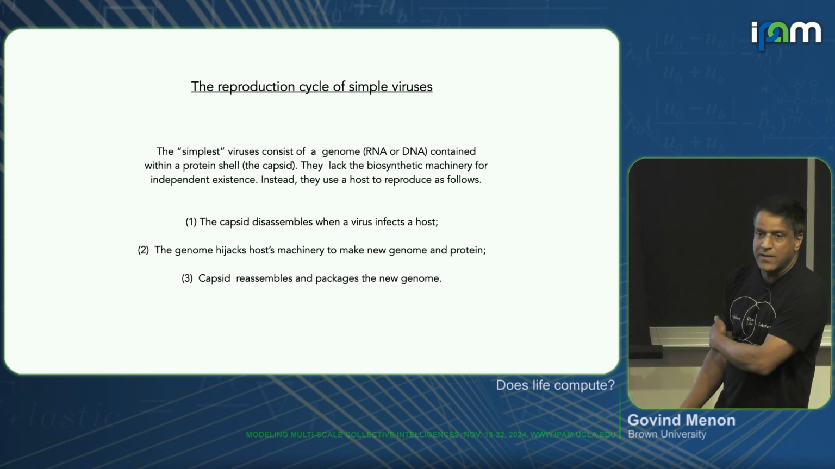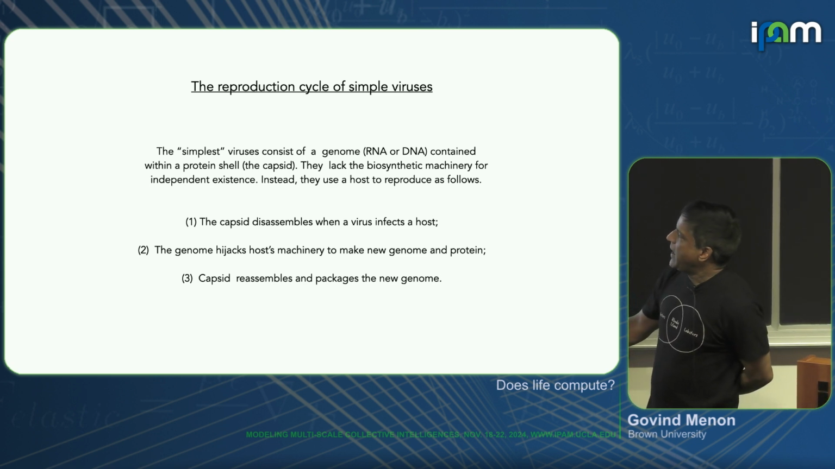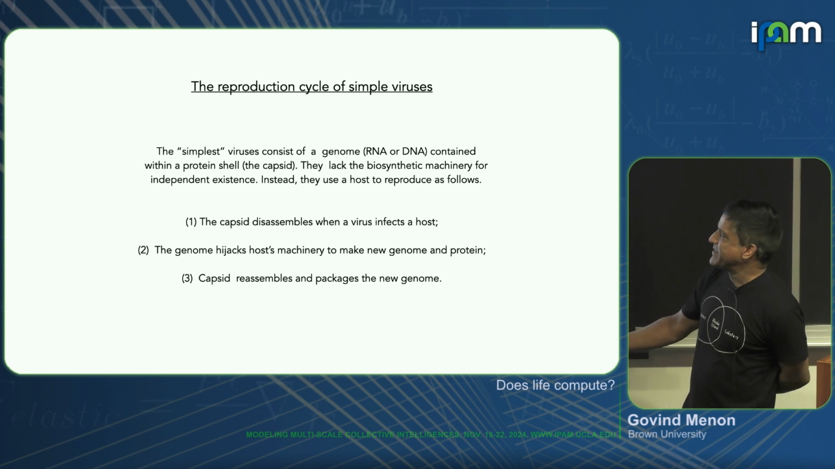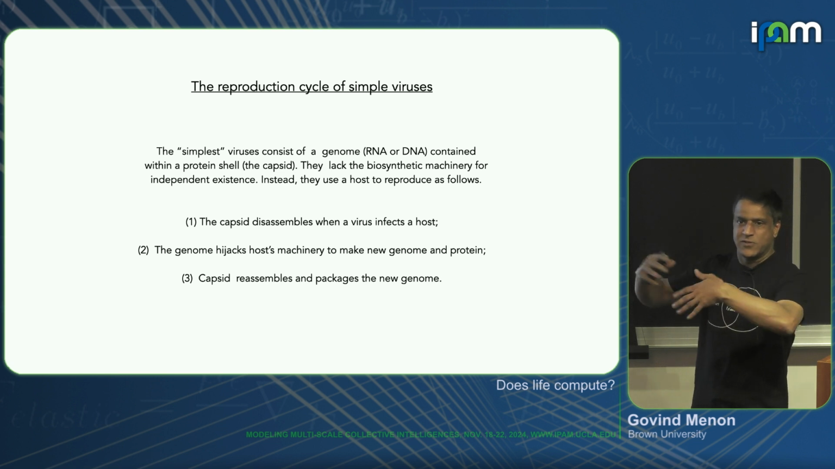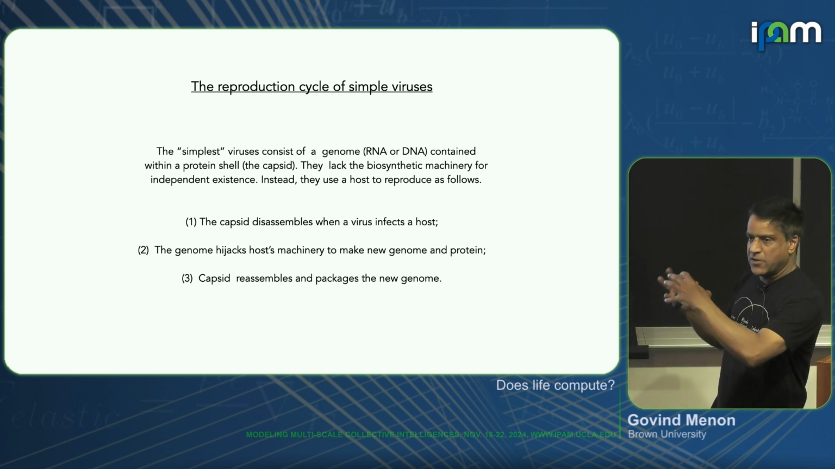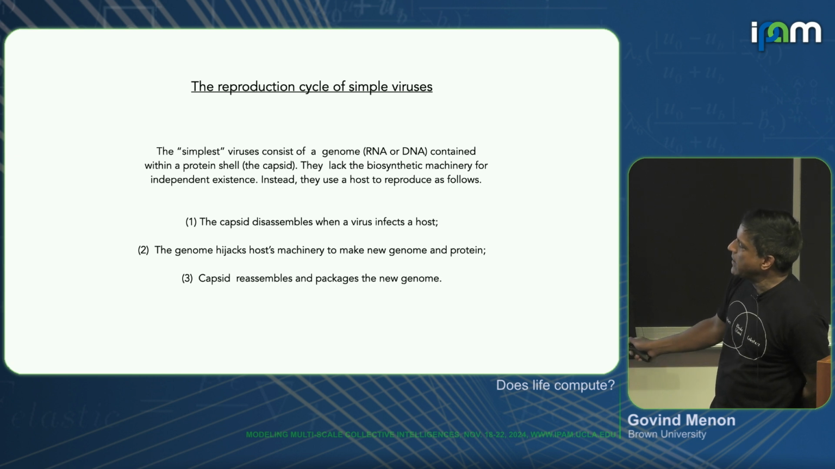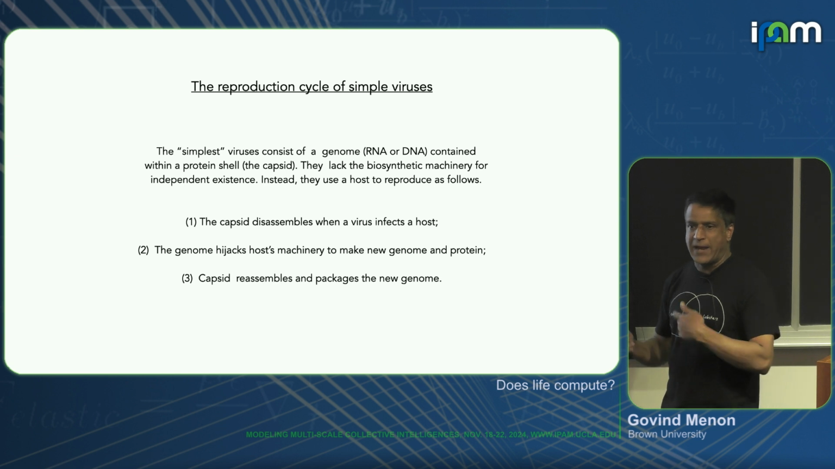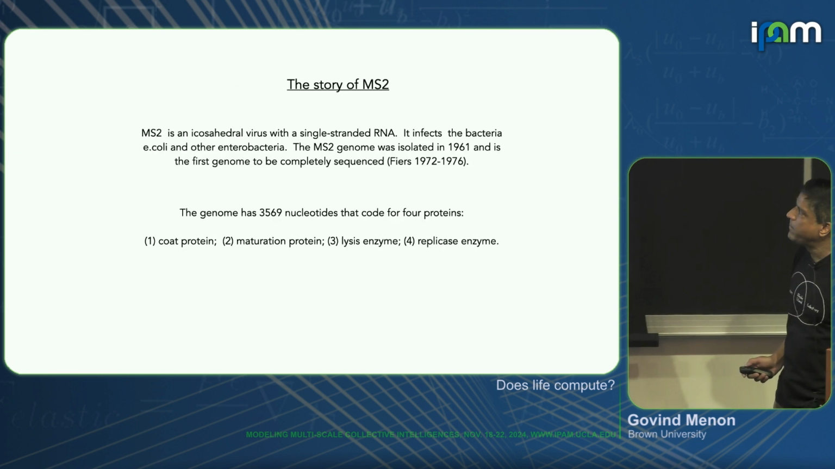So viruses are not living. They are kind of coexisting with bacteriophages or living organisms. And the simplest viruses, so I'm really using simplicity as a metric here as a mathematician, consist of a genome, so RNA or DNA, and it's contained within a protein shell. Okay, so that's the virus. What the virus has to do is to just reproduce itself. And so what the virus does is the capsid, the shell containing the virus, disassembles when the virus infects a host. Then the genome hijacks the host machinery to make new genome and protein, and the capsid reassembles and packages the genome. Okay, so it's a very, very simple to state reproduction cycle.